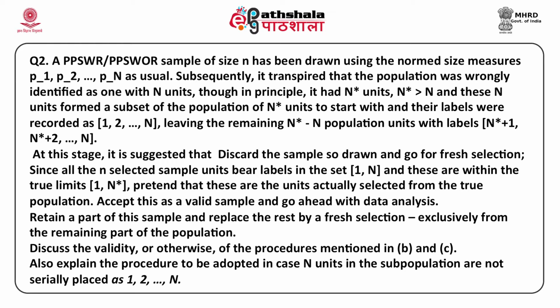And how many do you retain? You apply the proportional allocation formula, some kind of formula, a compromise solution. Now, you have to discuss the validity of the procedure, very good. And then also at the end they are saying that you explain the procedure to be adopted in case the units in the subpopulation are not serially placed.